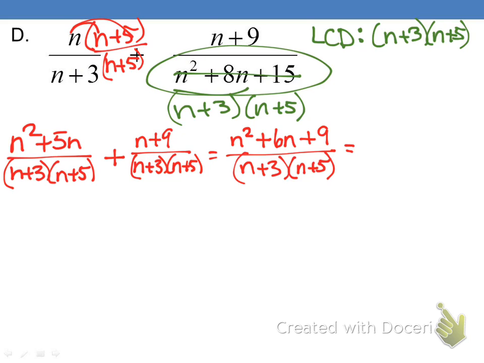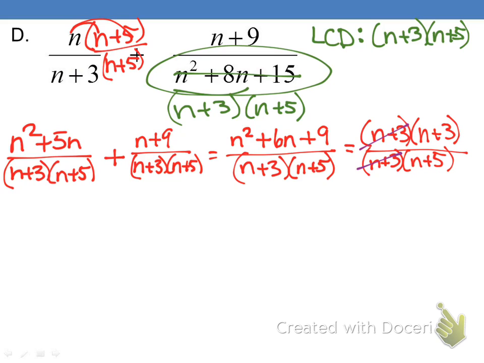Do we have a factorable trinomial? What multiplies to 9 but adds to 6? 3 and 3. So I could write this as n plus 3 over n plus 3 times n plus 5. Do you see that? All right, what's happening?